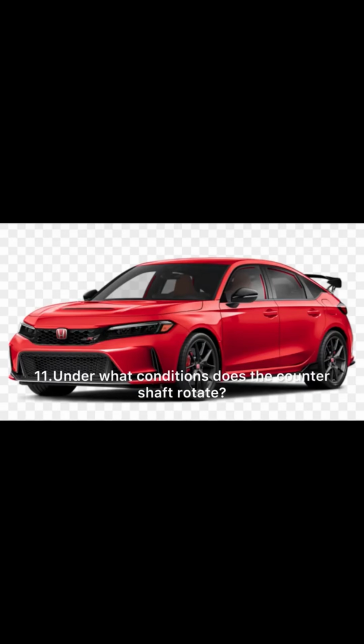11. Under what conditions does the countershaft rotate? All gears when the engine is running and the clutch is engaged. 12. Under what conditions are the output gears rotating? All conditions when the engine is running and the clutch is engaged. 13. Under what condition do the output gears transfer torque? Only when that gear is selected.